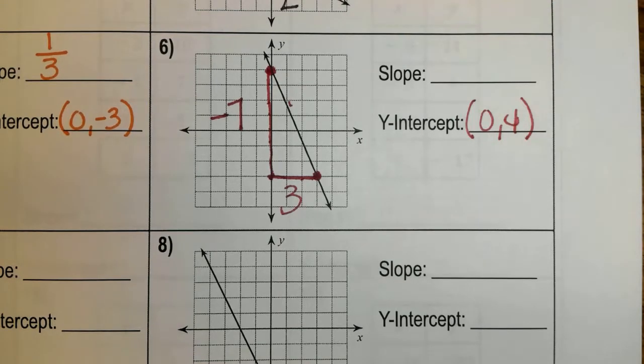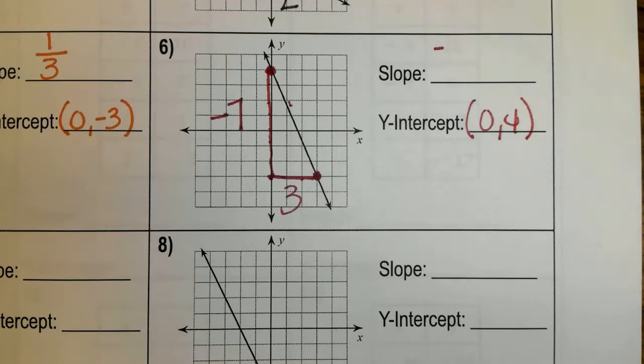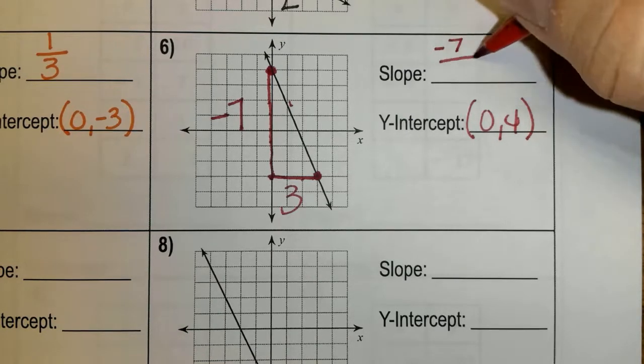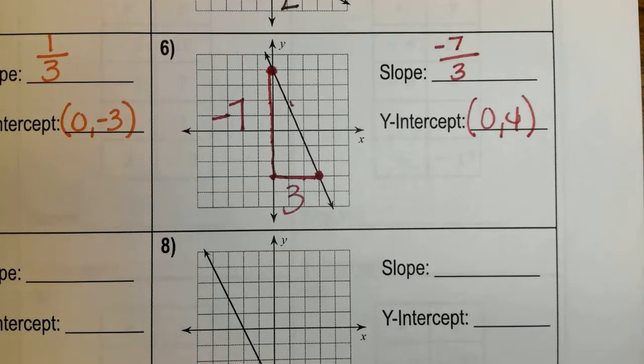Slope is rise over run. My rise was -7, my run was 3. And I cannot reduce that fraction, so I leave it alone and I go to the next question because I'm done. And that's it.